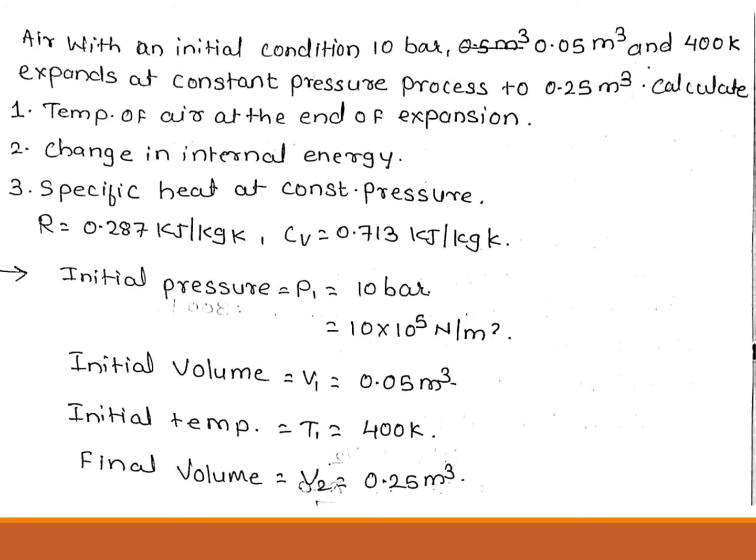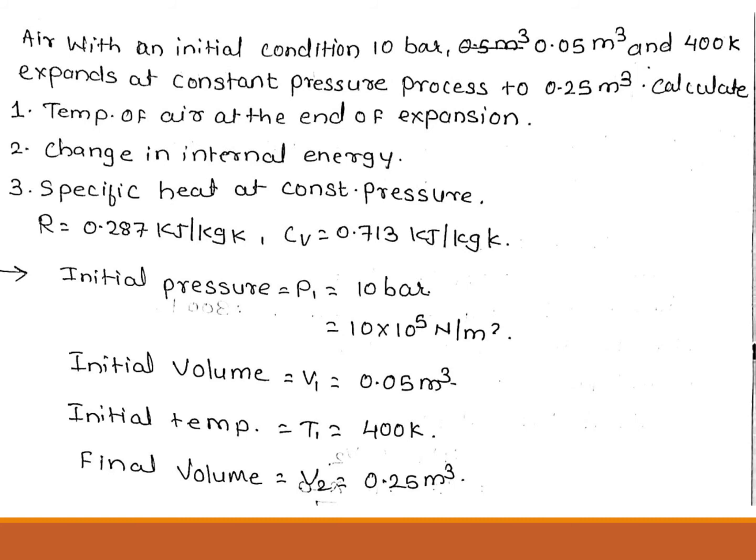Air with an initial condition of 10 bar, 0.05 meter cube and 400 Kelvin expanded at constant pressure to 0.25 meter cube. Calculate first, the temperature of air at the end of expansion; second, the change in internal energy; third, the specific heat at constant pressure. R is equal to 0.287 kilojoule per kg Kelvin and Cv is equal to 0.713 kilojoule per kg Kelvin. So in this numerical the process is isobaric.